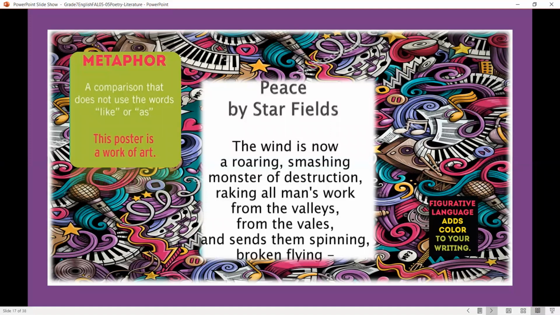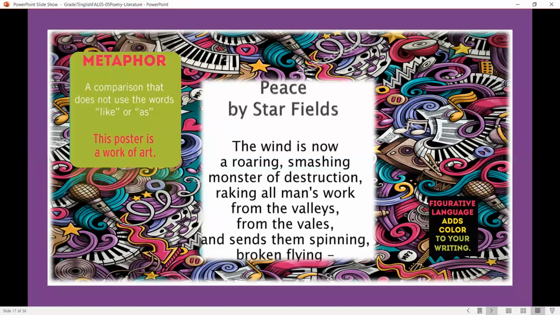Peace by Starfield. The wind is now a roaring, smashing monster of destruction, raking all man's work from the valleys, from the vales, and sends them spinning, broken, flying. Now there, the wind is being compared to a monster, but it did not use like or as. Now, it's not a personification because they're not comparing it to a person, they're comparing it to a monster. So it's a metaphor.